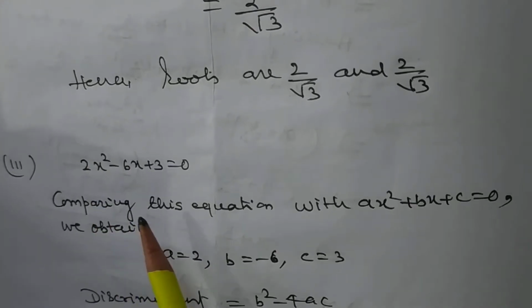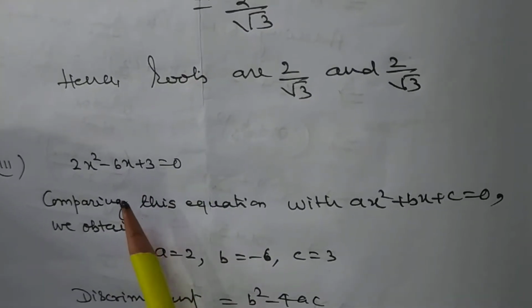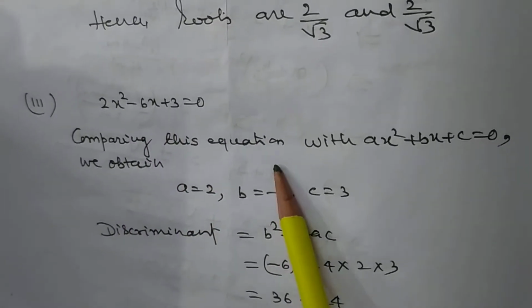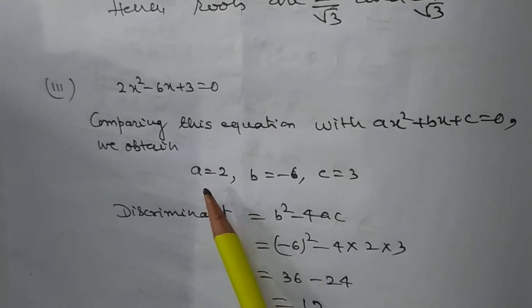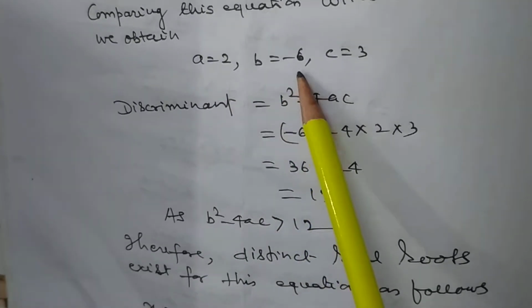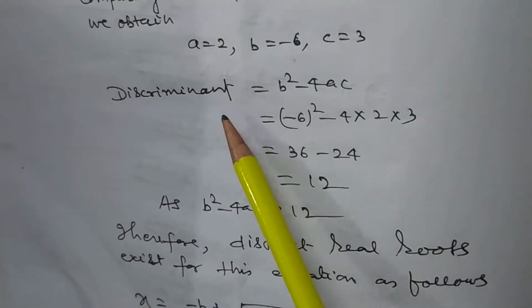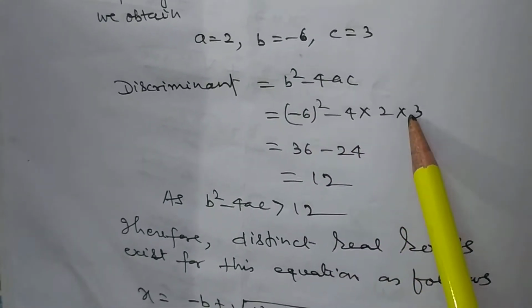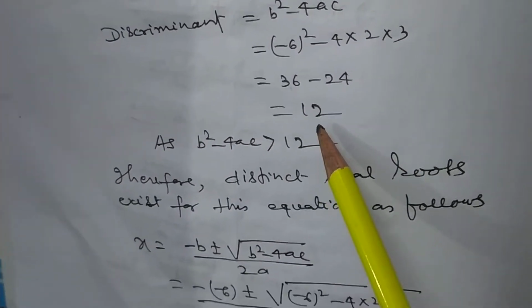My dear students, now we want to solve sub-problem number 3: 2x square minus 6x plus 3 is equal to 0. Comparing the equation with ax square plus bx plus c is equal to 0, we obtain a is equal to 2, b is equal to minus 6, c is equal to 3. The discriminant is equal to b square minus 4ac. That is minus 6 square minus 4 into 2 into 3. That is 36 minus 24 and is equal to 12.